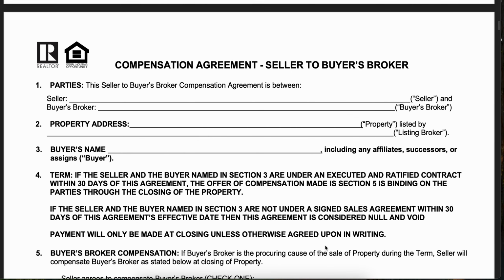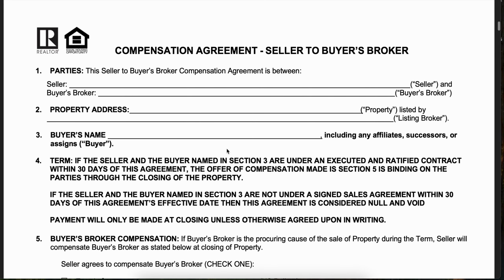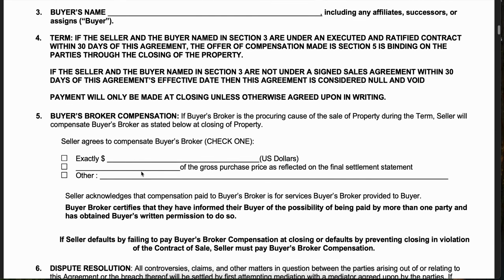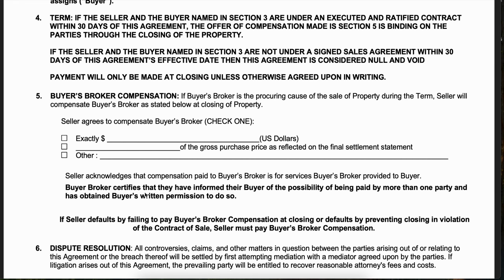So if you look at the one for the seller to the buyer broker, the only fundamental changes, again, are where instead of saying listing broker, it says seller. The term section is the same, the compensation section is the same, except for this part here, where it says the buyer broker certifies that they've informed their buyer of the possibility of being paid by more than one party and has obtained the buyer's written permission to do so.